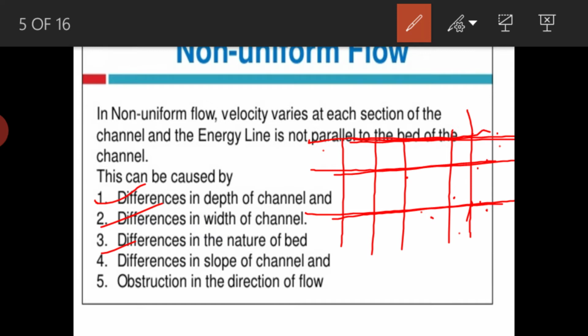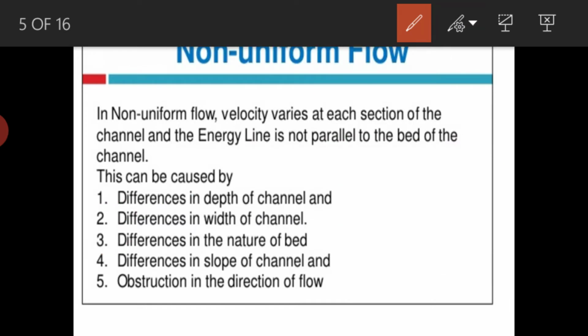So anything may come across its flow. The flow may suddenly drop, or the flow may suddenly hump. Because of these conditions, non-uniform flow will take place in a channel. So because of the obstruction, non-uniform flow may take place.